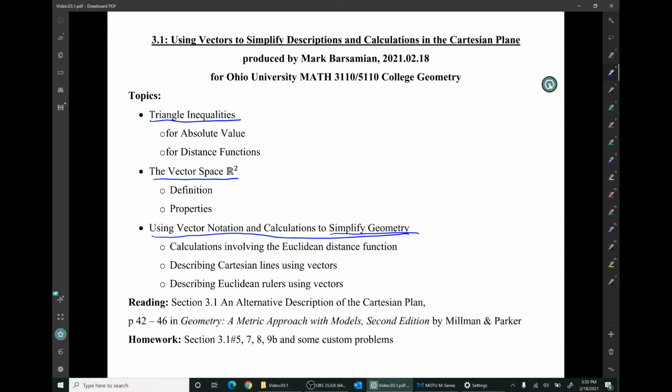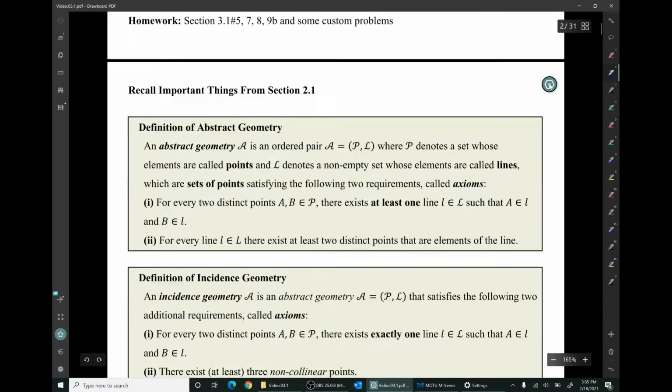The material for this video is from section 3.1, titled An Alternative Description of the Cartesian Plane, in the book Geometry, a Metric Approach with Models. The corresponding homework is this short collection of exercises from the book, and then you'll also have some custom problems.